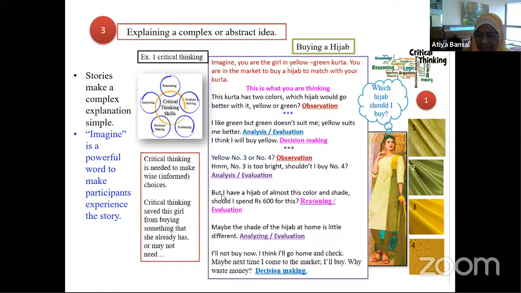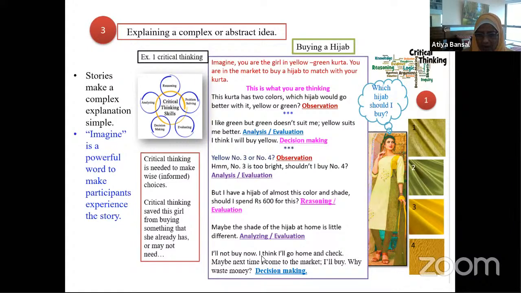And then suddenly she remembers, but I have a hijab of almost this color and shade at home. Should I spend 600 rupees for this? Now she is doing reasoning, evaluation. She's going in circles. Critical thinking. Then she thinks maybe the shade of the hijab at home is little different. So she's analyzing, evaluating.